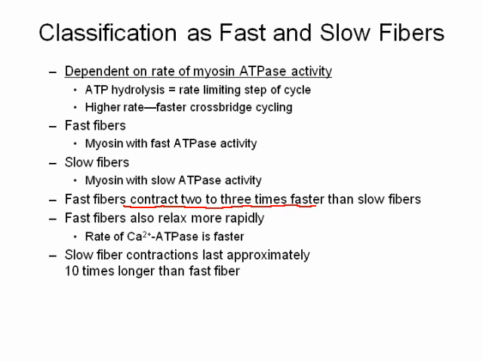Fast fibers contract 2 to 3 times faster than slow fibers. Fast fibers also relax more rapidly because the calcium ATPase, the SERCA, operates faster as well. The slow fiber contractions last approximately 10 times longer than fast, so there's a trade-off. The fast twitch fibers contract very, very rapidly, but they can't sustain that contraction for as long a time as the slow twitch fibers.